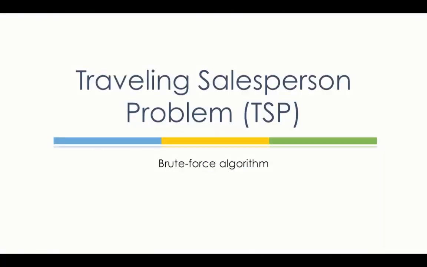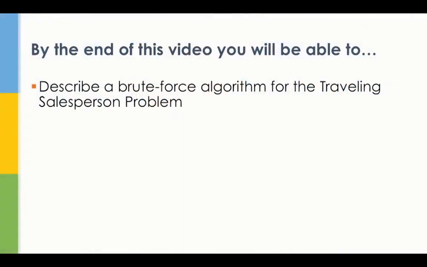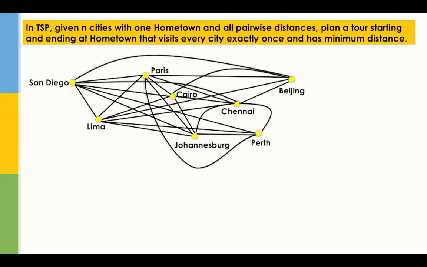All right, so Mia showed you a greedy algorithm to try to solve this traveling salesperson problem that didn't quite work. It didn't find the optimal solution for all graphs. So in this video, we're going to look at a different algorithm that hopefully will work a little better. By the end of this video, you'll be able to describe a brute force algorithm to solve this traveling salesperson problem.